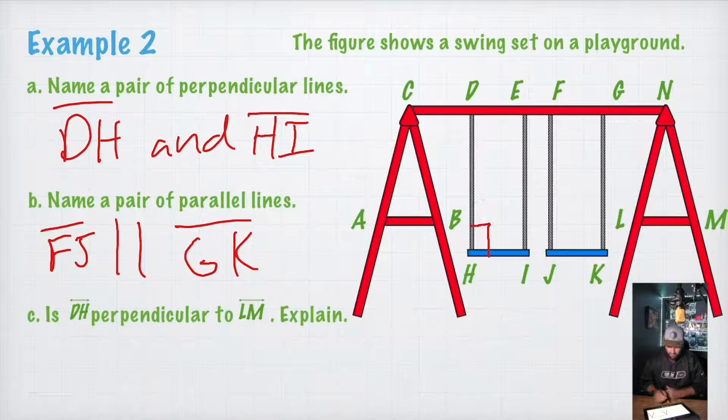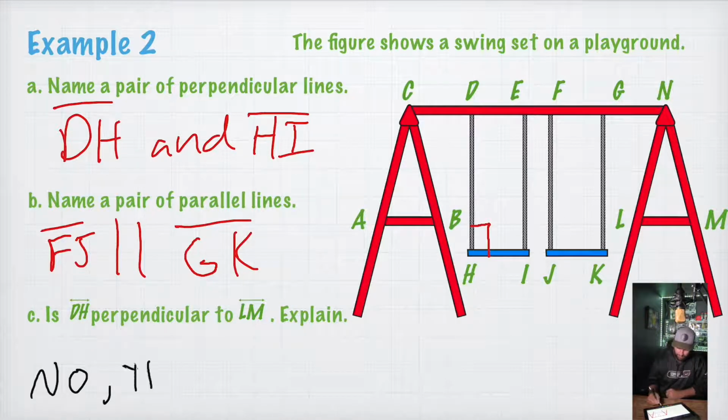Is DH perpendicular to LM? This can be a little deceiving because it kind of looks like they're running in opposite directions. DH goes up and down and LM goes the other direction, side to side. But in reality, if you were on this swing set, they're actually lying in totally different planes. Those two lines would never intersect.